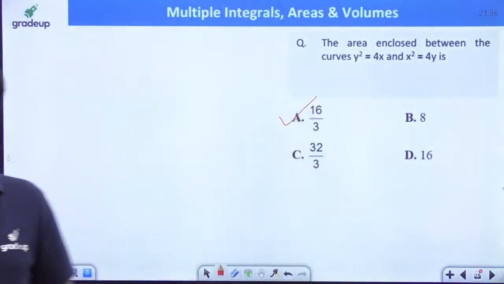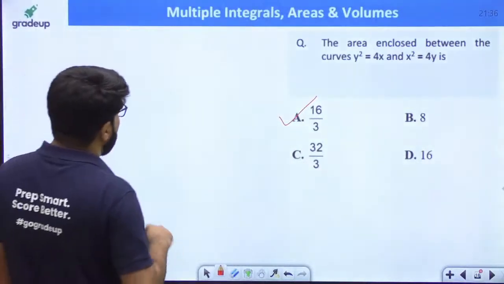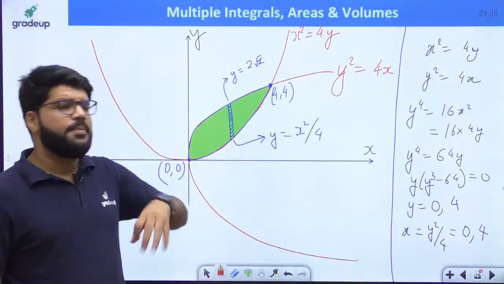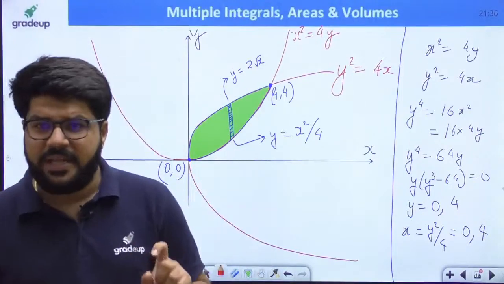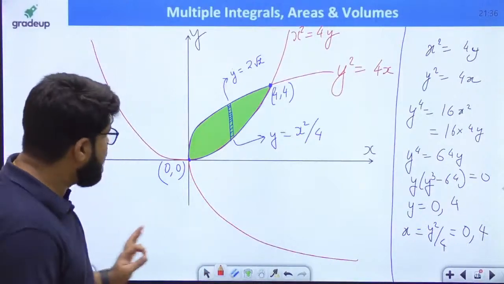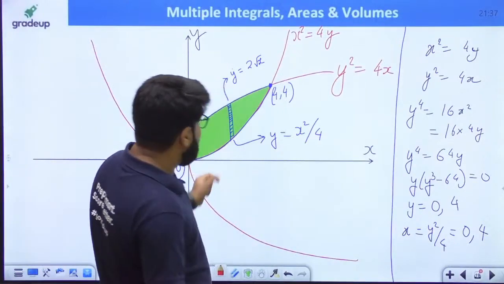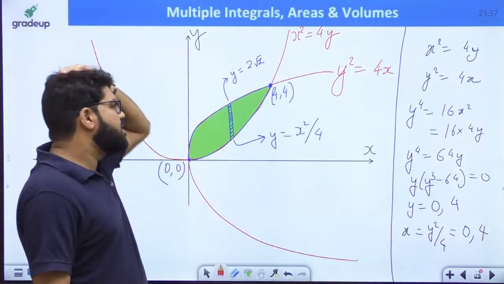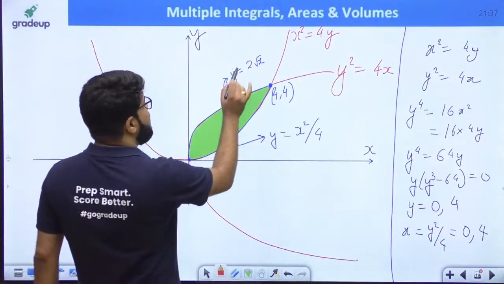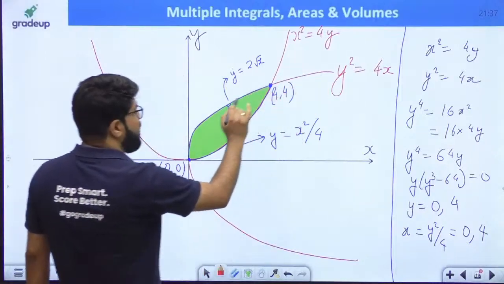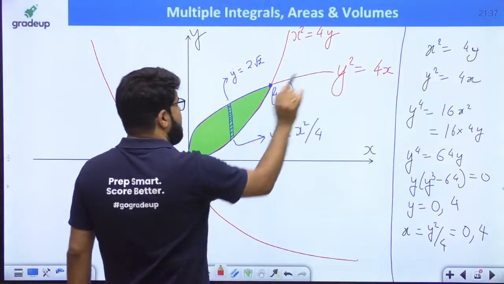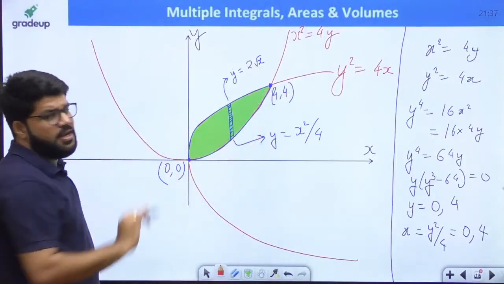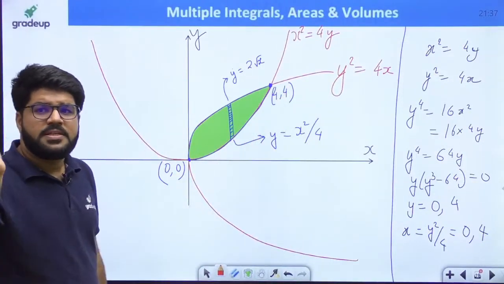Right, 16 by 3. Now, I am able to take a motivation that whenever it is the area enclosed between the two curves, I am able to calculate by the idea of double integral dx dy. Since I am taking a vertical strip, there is an upper limit of y which is decided by the upper function, the function that is running on top. There is the lower limit of y and that lower limit is decided by this lower curve.